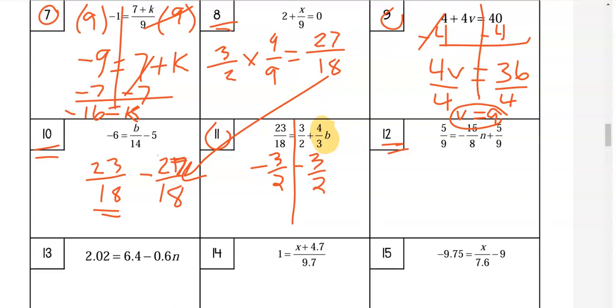What I'm going to do now is I'm going to take the 23, take away 27. That's going to get me a negative 4/18. Okay, this side cancels out. That is equal to 4/3 b. Okay, I'm going to move over to the right here to take some of this space. In order to solve this, I'm going to have to divide by 4/3 on both sides.